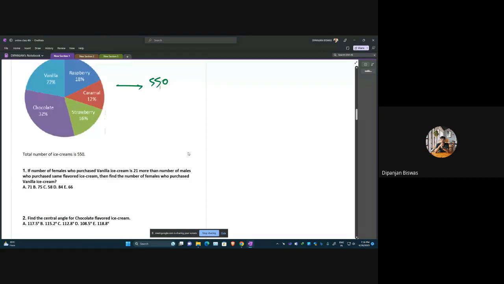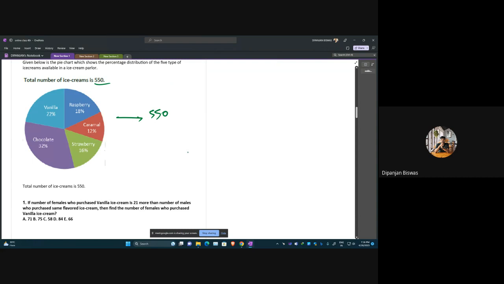What is the question? So it is given that if the number of females who purchased vanilla ice cream is 21 more than the number of males who purchased same flavor ice cream, find the number of females who purchase vanilla ice cream. Is there any hint about male or female was given? No. First, we need to find out how many people bought vanilla ice cream.